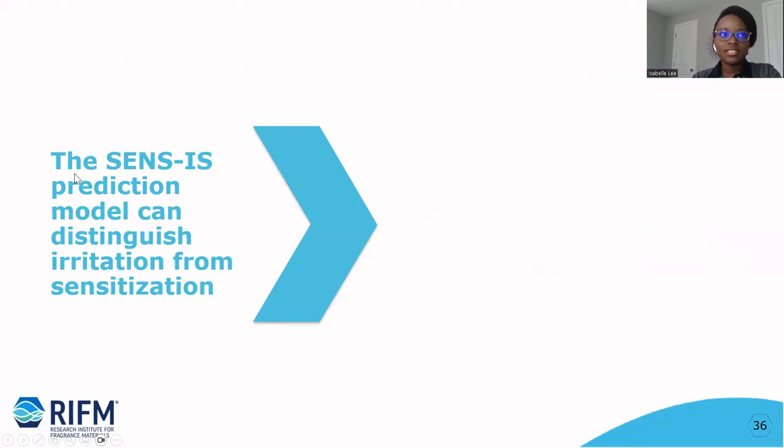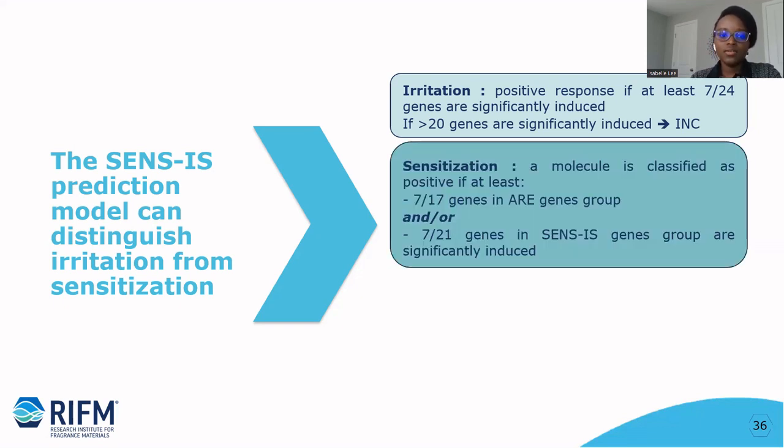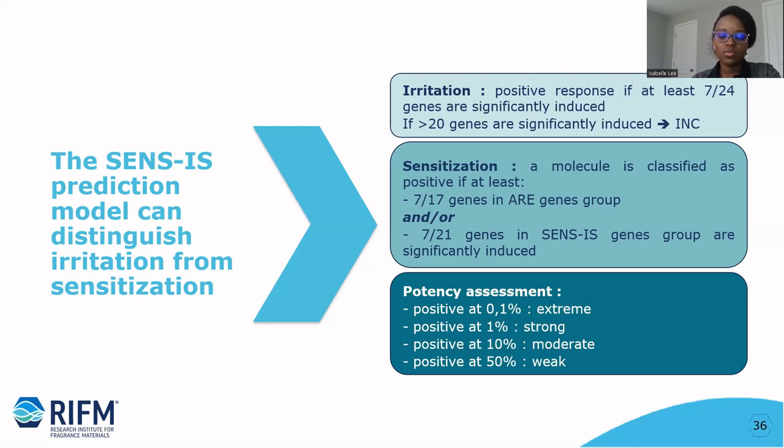So, as I just mentioned, the Census assay can distinguish between irritation and sensitization. If you have 20 or more genes overexpressed, the sample is rejected and the chemical tested at a lower concentration. So if 20 genes are significantly induced, the data is concluded as being inconclusive because you just have too much irritation. Then a molecule is classified as being positive if at least 7 out of 17 antioxidant response element genes, or ARE genes, are expressed, and/or if 7 out of 21 of what's categorized as the Census genes are significantly induced. Then the lowest test chemical concentration fulfilling these criteria is used for potency classification.